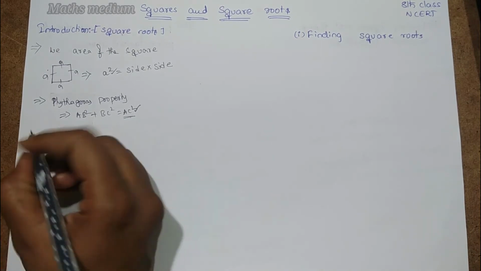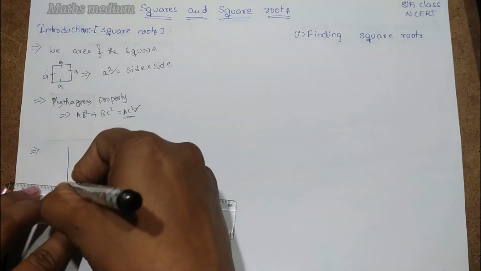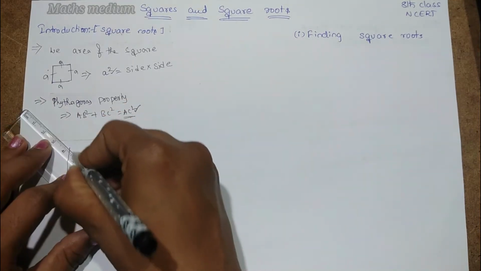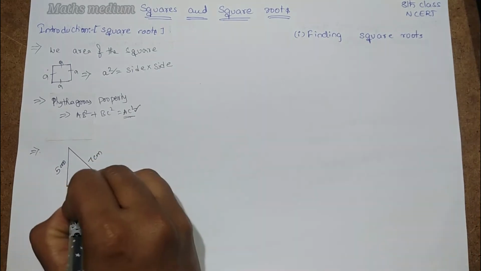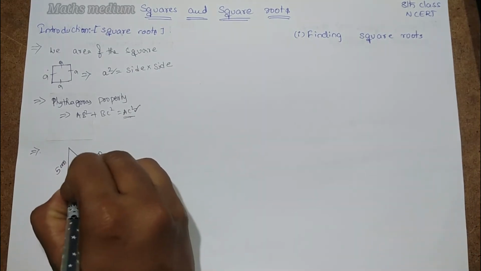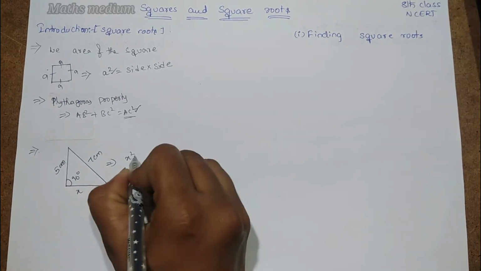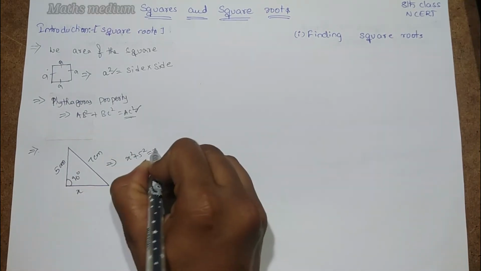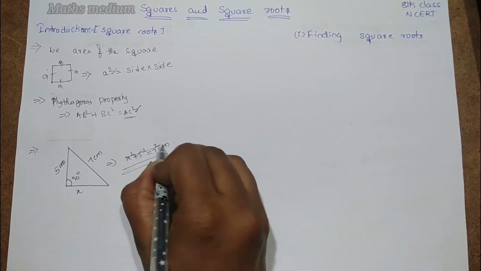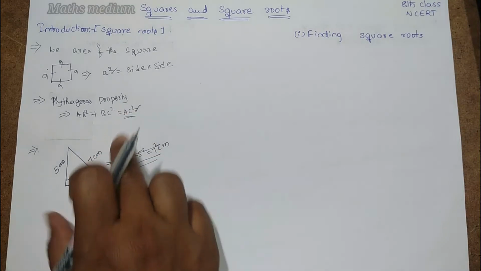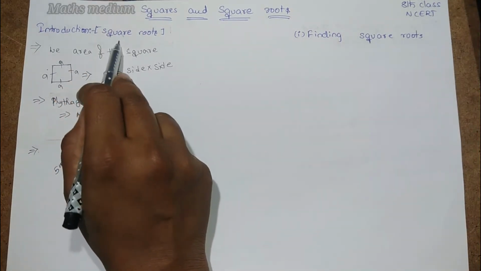Next, another one, take any right angle triangle. Two sides are known and another side is unknown. We have to find it in a way of this property similarly. So x square plus 5 square is equal to 7 square. This is the formula in terms of square. Here we are having all in terms of square, but here we are discussing about the square roots.